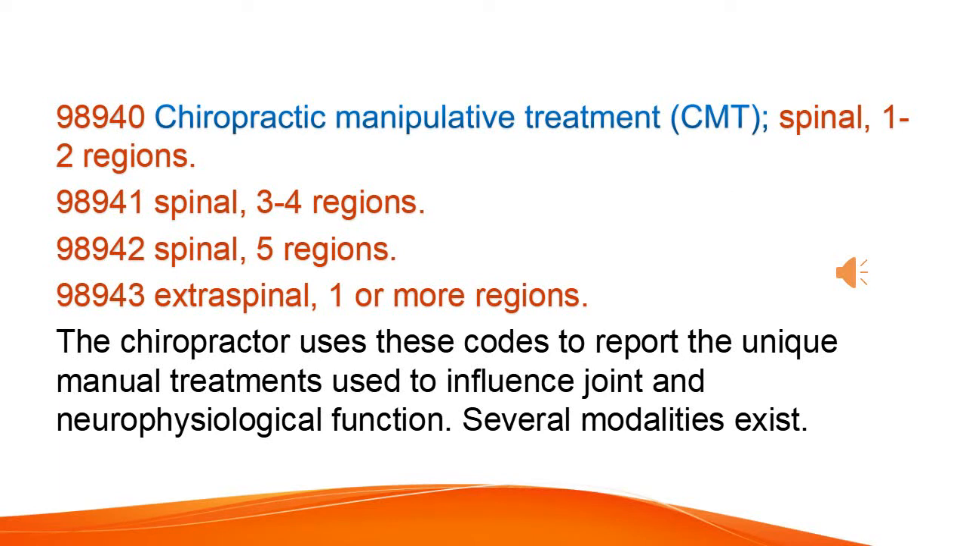Chiropractic manipulative treatment, CMT, spinal, 1 to 2 regions. Spinal, 3 to 4 regions. Spinal, 5 regions. Extraspinal, 1 or more regions. The chiropractor uses these codes to report the unique manual treatments used to influence joint and neurophysiological function. Several modalities exist.